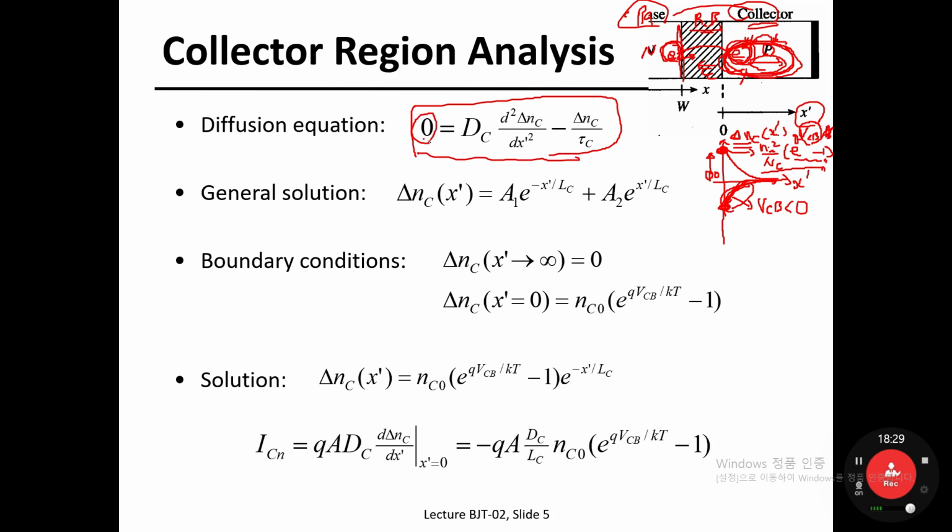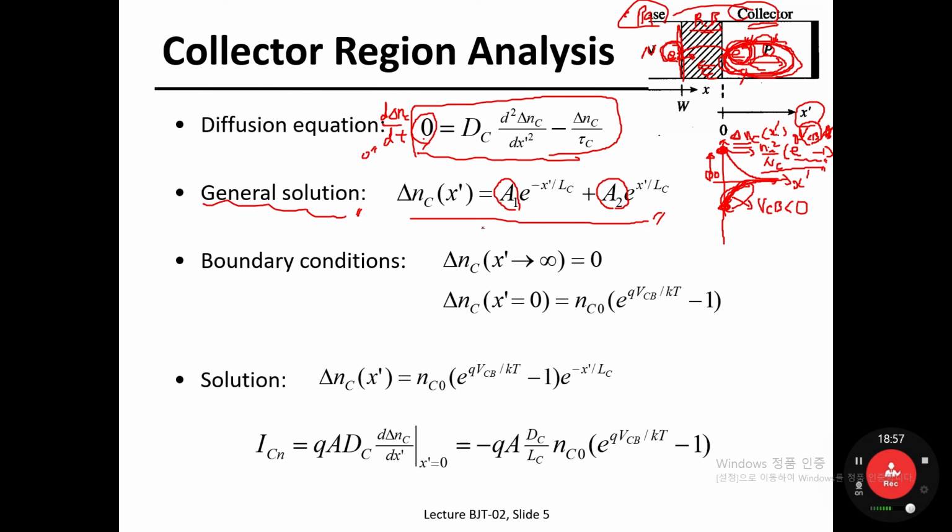And the reason why the left-hand side is 0 is again, d delta n sub c dt is 0. Why is that? Because we have applied the DC voltage. Okay. And now let's solve this second order differential equation. For that purpose, let's set up and propose the general solution first as follows. And again, we should find those two coefficients, A1 and A2.